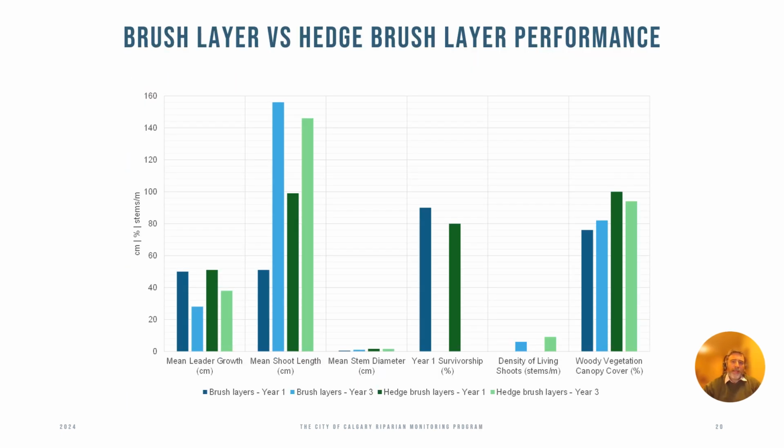Some may worry that adding container plants to hedge brush layers could lead to more competition and poorer establishment. However, comparing year 1 survival and growth parameters shows little difference between hedge and traditional brush layers. In fact, hedge brush layers tend to perform better in density and cover, strengthening the case for their use.